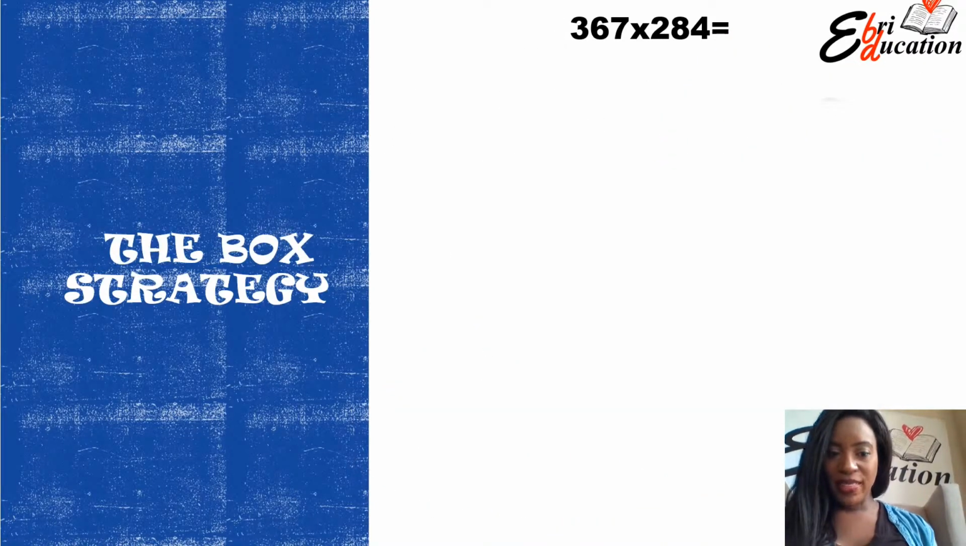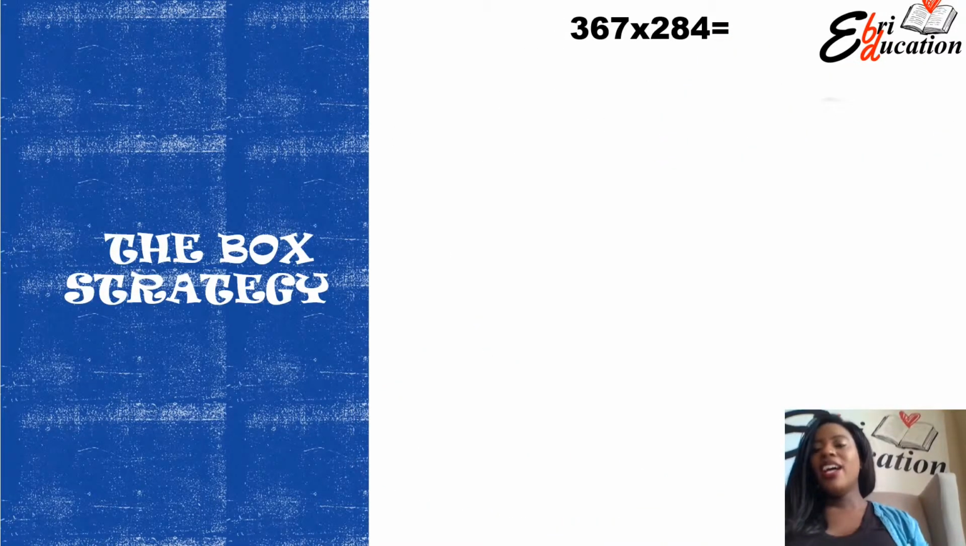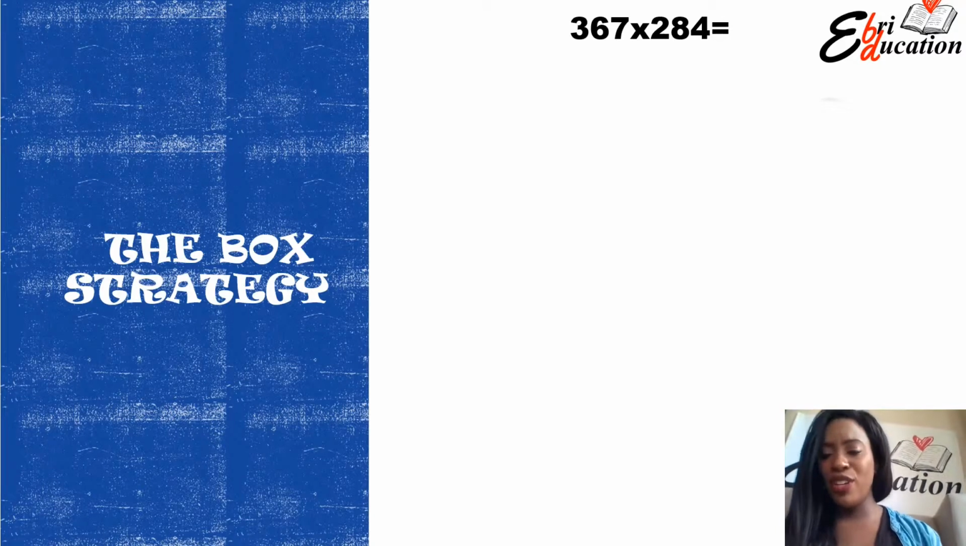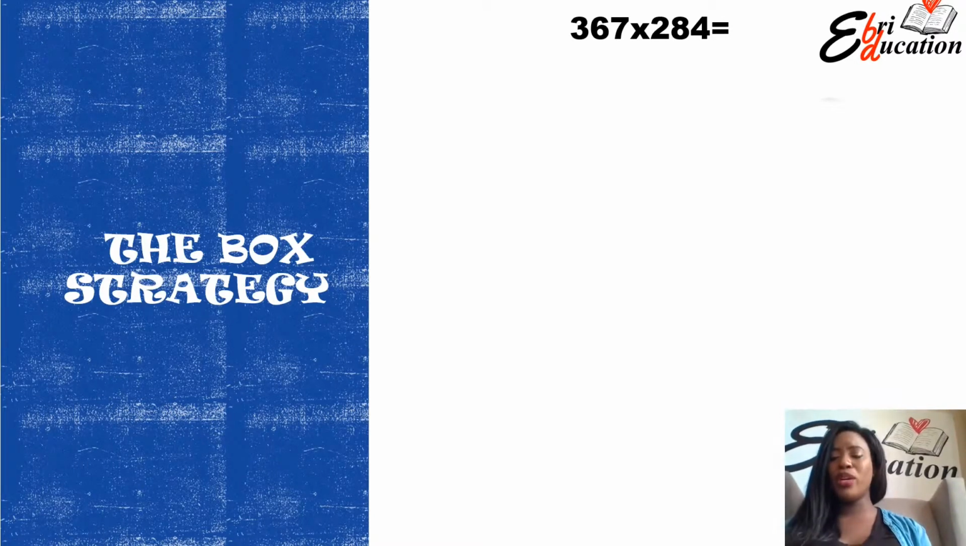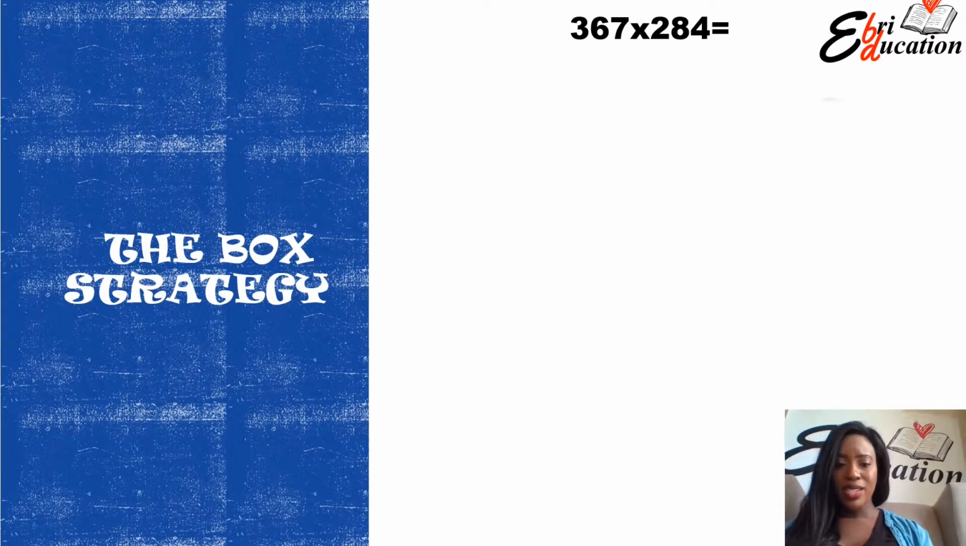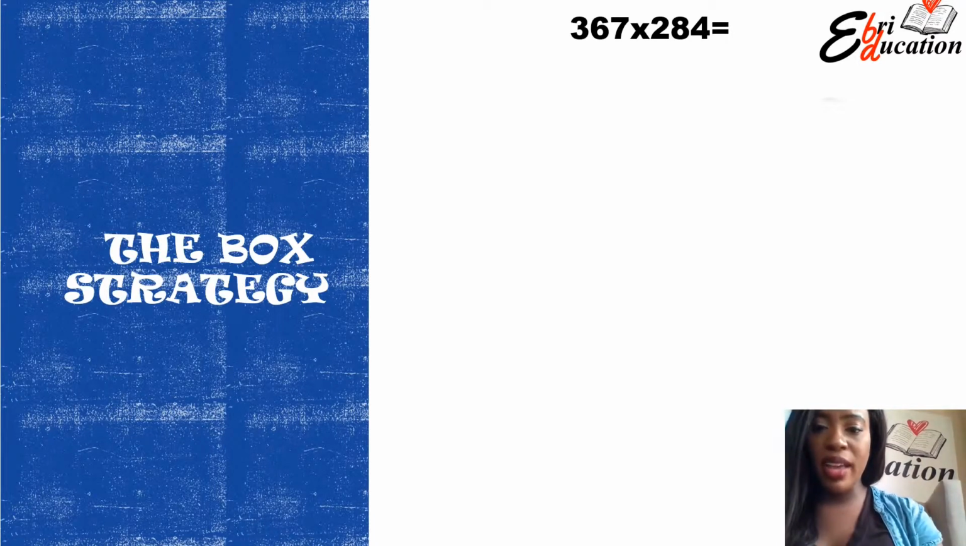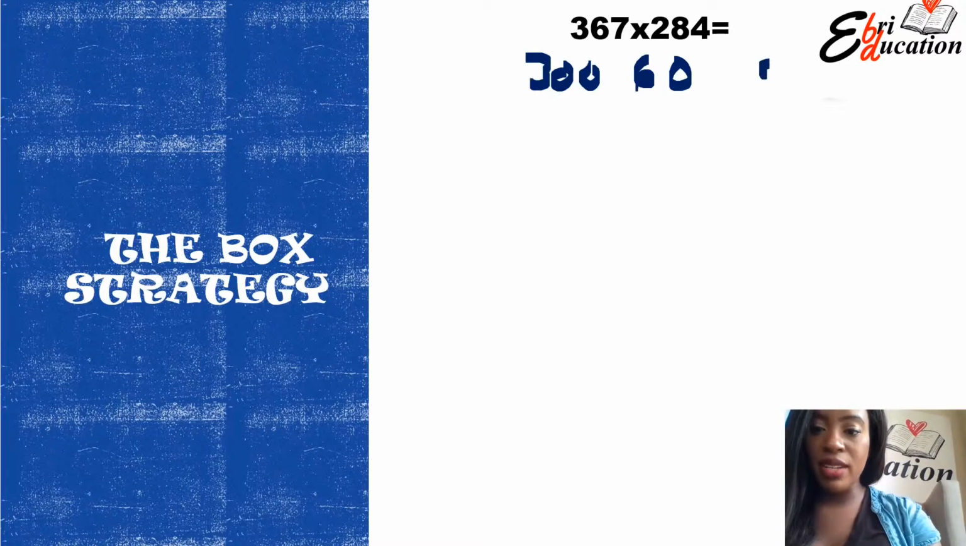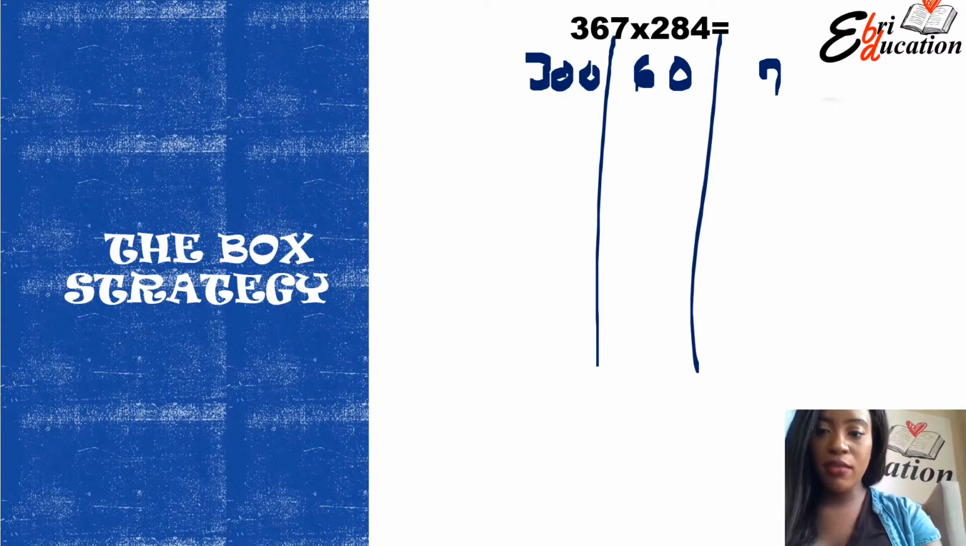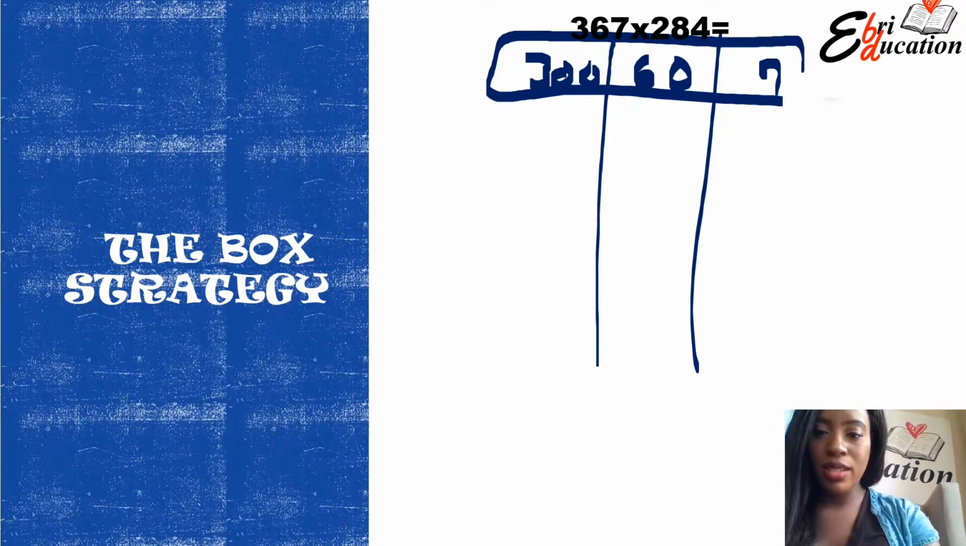The next strategy is called the box strategy. This one isn't as efficient, but it's especially for kids who really struggle with multiplication, just so that they get a conceptual understanding of what they're doing. So that 3 isn't really a 3, it's really a 300. That 6 isn't really a 6, it's a 60. That 7 is in fact a 7. And we give them their own boxes.